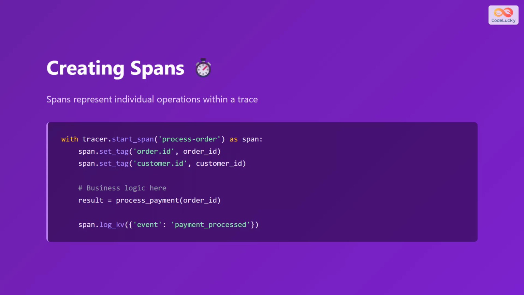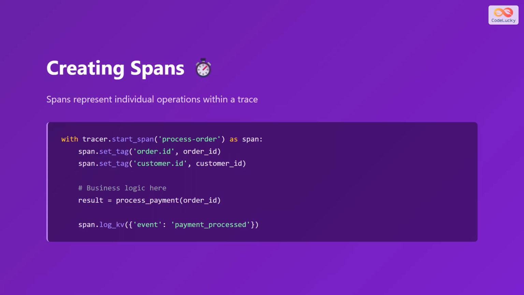Inside the span, you can set tags, which are key-value pairs that provide additional context. Here, we're tagging the span with an order ID and customer ID, which will help us filter and search for specific traces later. You write your business logic as normal, and the span automatically captures the duration of the operation.